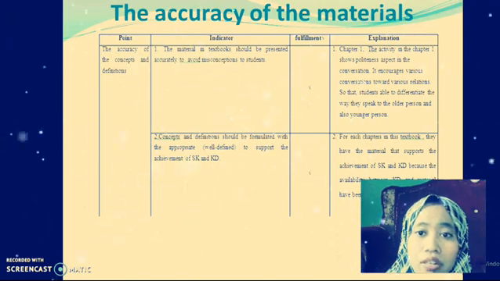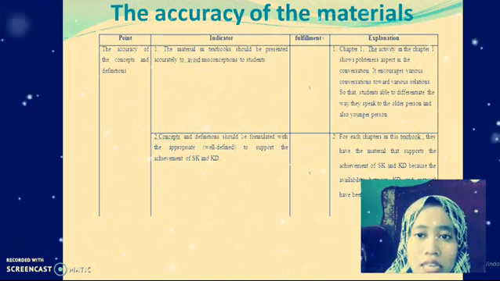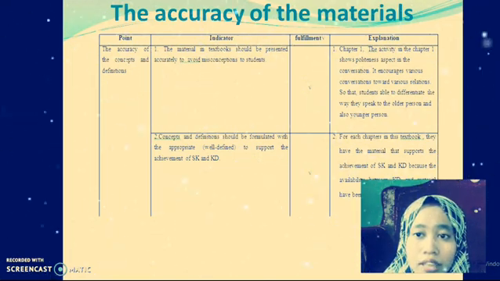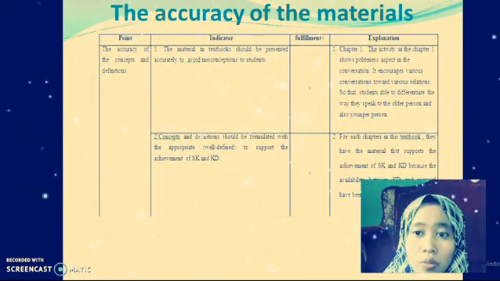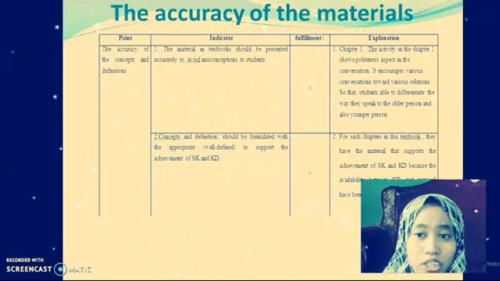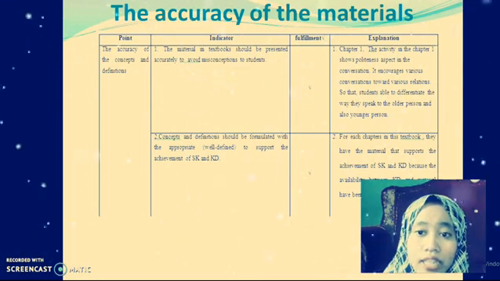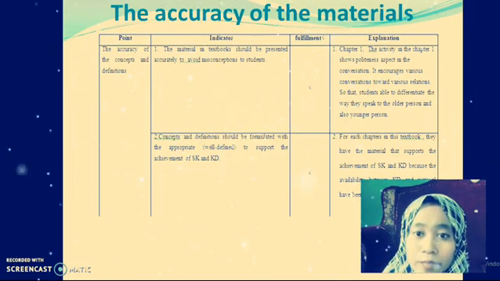This indicator is fulfilled by seeing chapter 1. The activity in chapter 1 shows the politeness aspect in the conversation. It encourages various conversations toward various relations so that students are able to differentiate the way they speak to an older person and also a younger person.